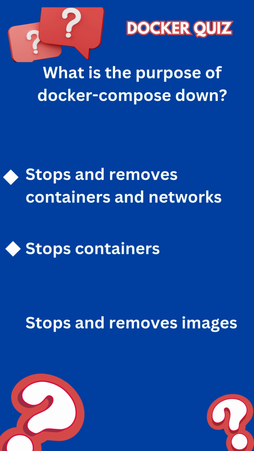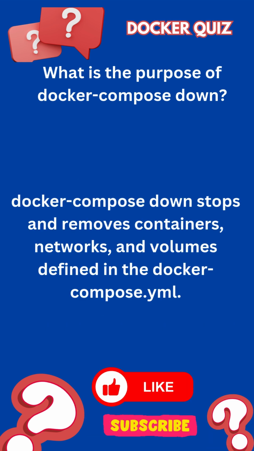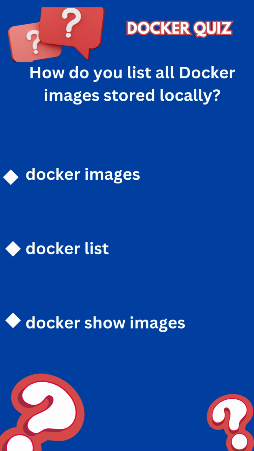What is the purpose of docker compose down? How do you list all Docker images stored locally?